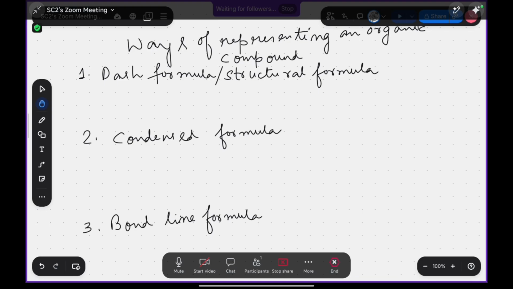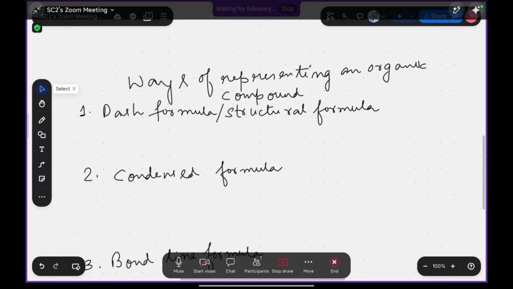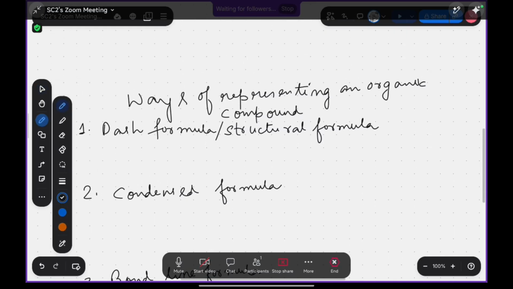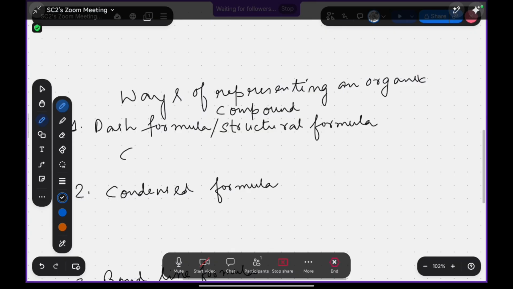What is the meaning of dash formula or structural formula? Suppose you want to represent a compound, say C4H10. You want to draw the structure of butane. How will you draw that? Dash formula means you are showing all the individual bonds, as the molecular formula suggests, C4H10.